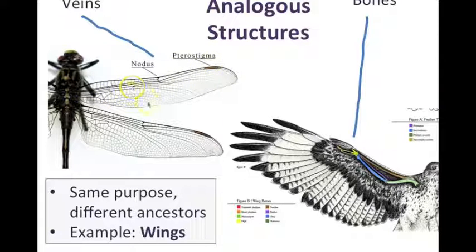The dragonfly has veins and the bird uses its muscles and bones to fly. So even though they're used for the same thing, they're made in different ways. And so knowing that they have these analogous structures, these different structures, we know that they come from a different ancestor. And that is a summary of what you guys learned about evidence for evolution.